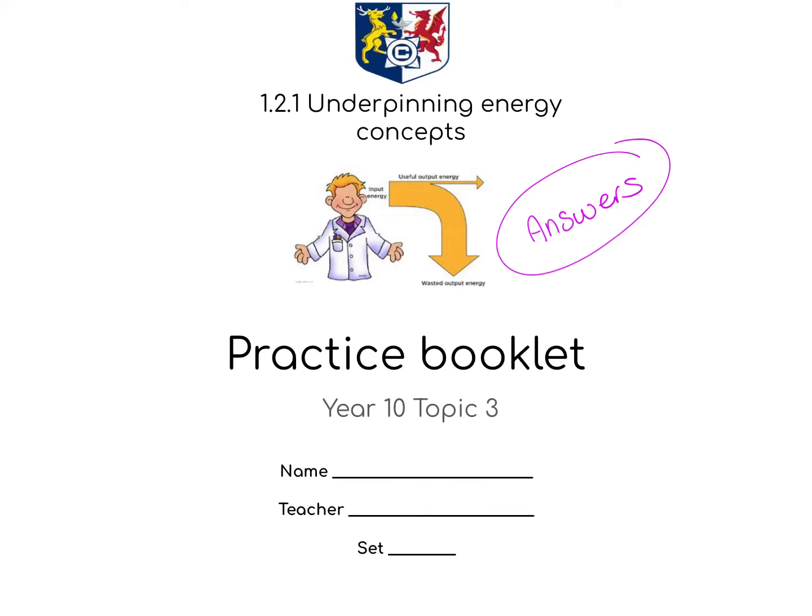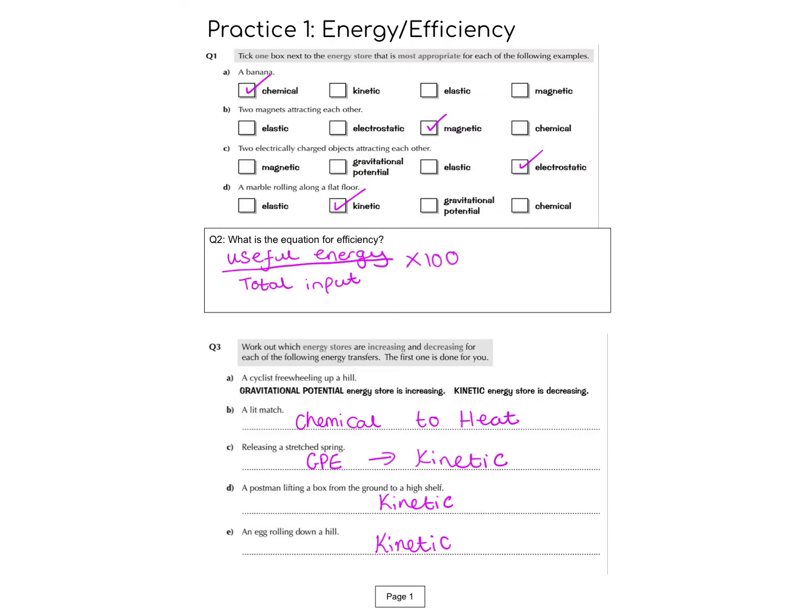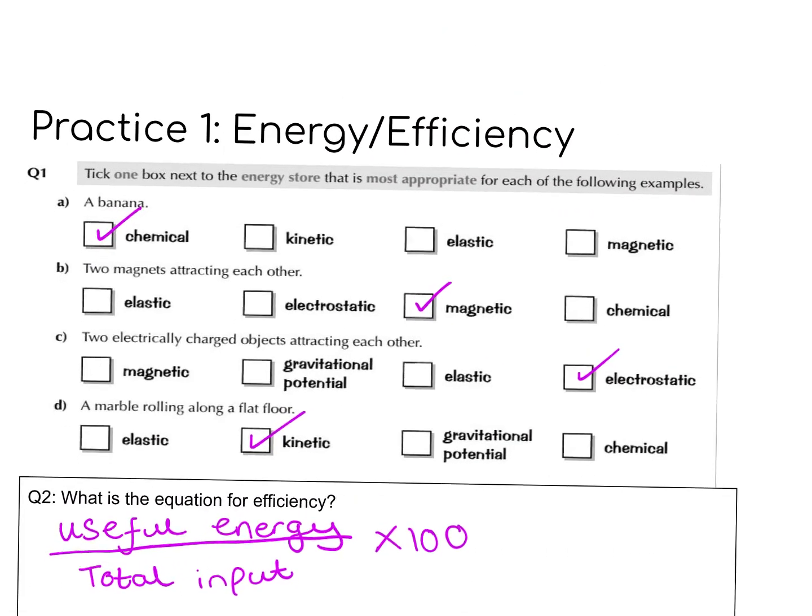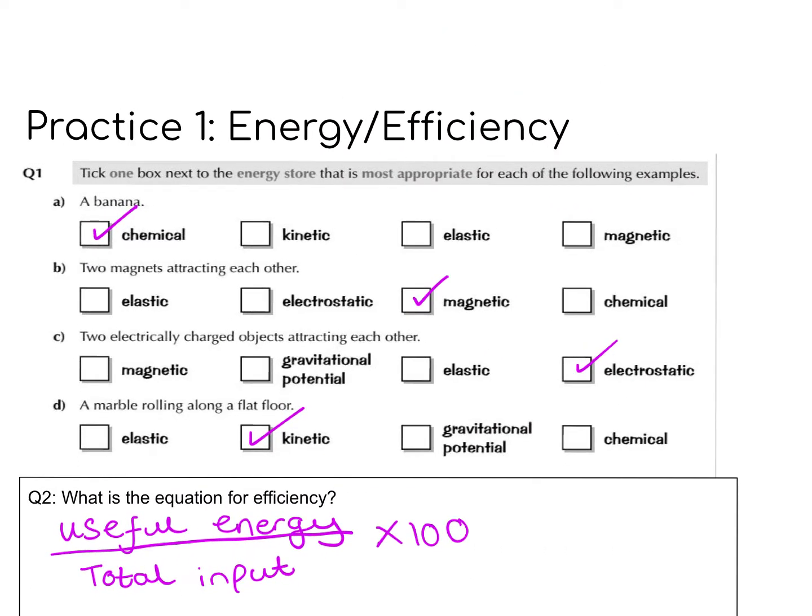So this is 1.2.1 underpinning energy concepts. The first one asks you to look at all the different types of equipment and substances and work out what their energy store would be. Bananas' energy store is chemical. Any food stores its energy as chemical. Two magnets attracting each other would be magnetic. Electrically charged objects would be electrostatic, and a marble rolling along a flat floor would be kinetic.